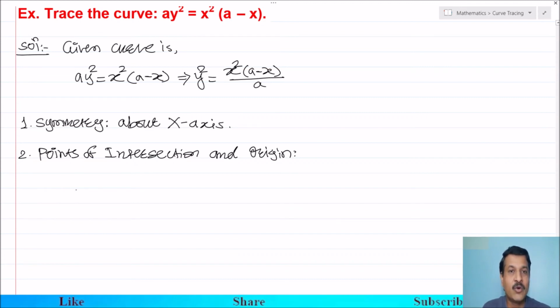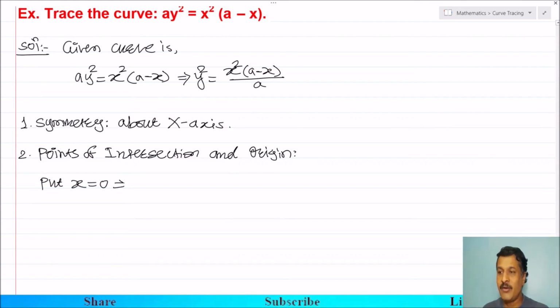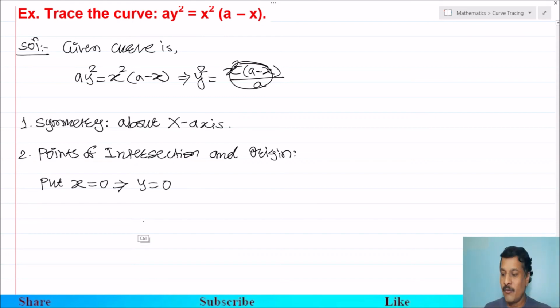How? Lowest degree term equate to 0. So without fail we should have the theoretical part. So one by one, put x equal to 0 and find all values of y. I am getting y equal to 0. If we put x equal to 0, directly I am getting y equal to 0. So definitely (0, 0) means the curve passes through the origin.